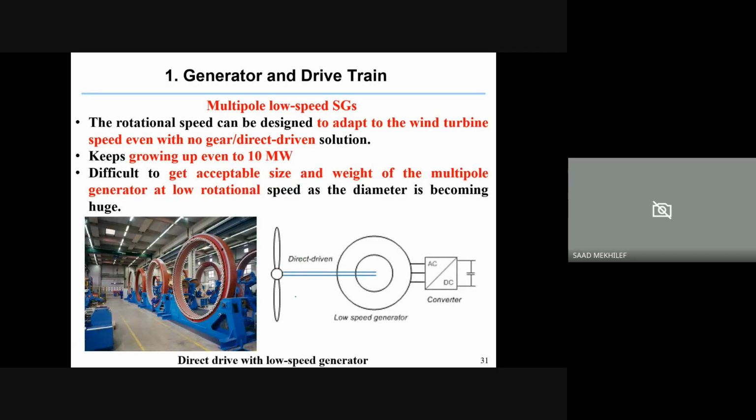So moving forward, actually, it's to move to even no gearbox, or direct drive. Okay, and this is growing even to the megawatt level, to 10 megawatt level. It's difficult to get acceptable size and weight for multiple generators, but I think this is one of the new directions actually: direct drive with low-speed generators.